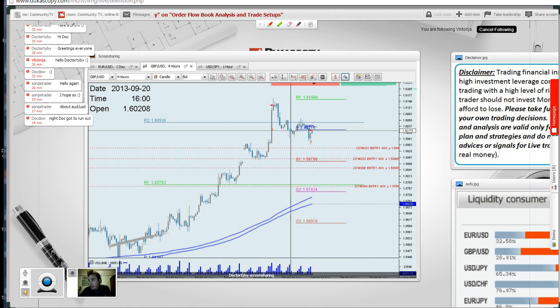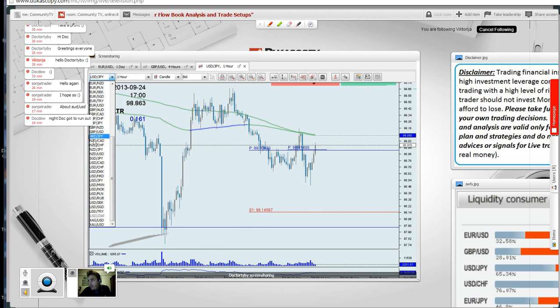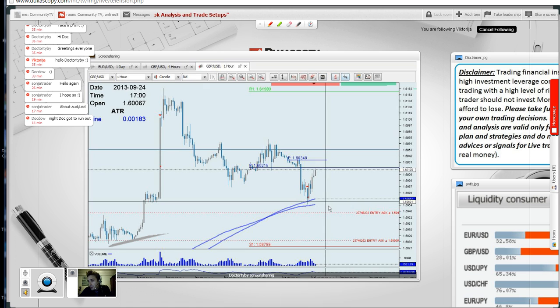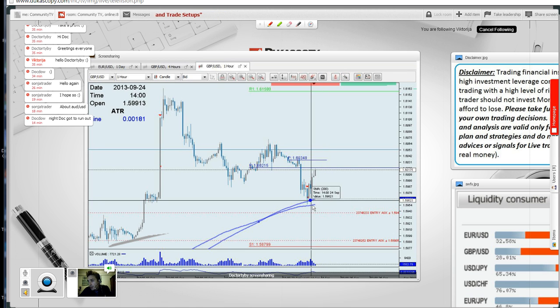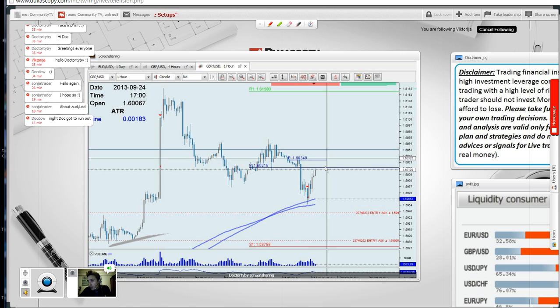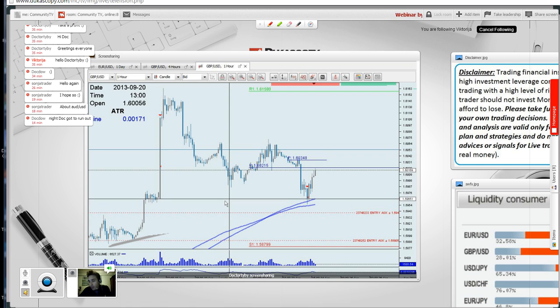Okay, as I showed you on the 1 hour chart earlier, sell stop orders were triggered already. Now I have buy stop orders above 1.6020, 1.6035, 1.6050. We'll see in the order flow book in a moment. Great Britain pound, let me check it out. I would really like to get my hands on the order flow book from Ducascopy, but it's difficult.